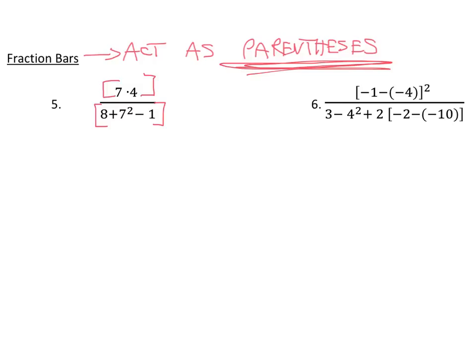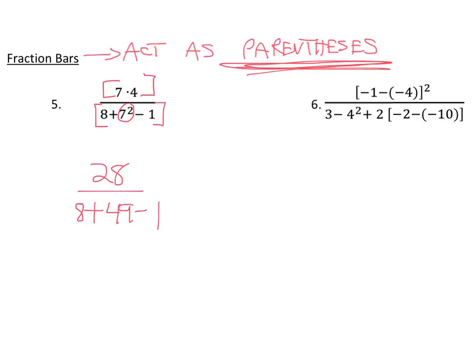So if I look at number 5, well, the top's pretty easy. I only have one operation: 7 times 4, that's 28. But in the bottom, there's a little bit more thinking going on. In the bottom, I want to use order of operations. I have addition, I have subtraction, but then I also have this exponent. Exponent, that's what we're going to do first. So 7 squared, that's like saying 7 times 7, that's 49. So that's going to be 8 plus 49, and then minus 1.